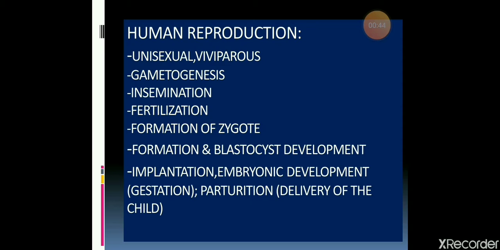Formation of zygote, then the zygote will transform into a blastocyst. Then the blastocyst will develop and get implanted in the inner walls of the uterus, and then that embryo has to develop, that is fetal development, and the period of fetal development you call gestation. Normally we call it the pregnancy period. Next is followed by parturition, which is nothing but the delivery of the child at the end of the gestation period.